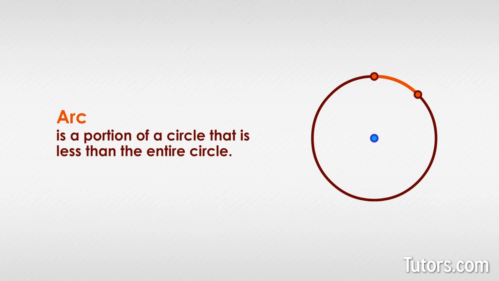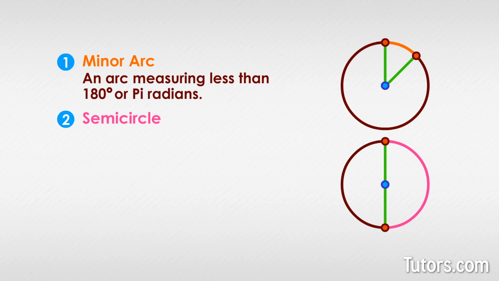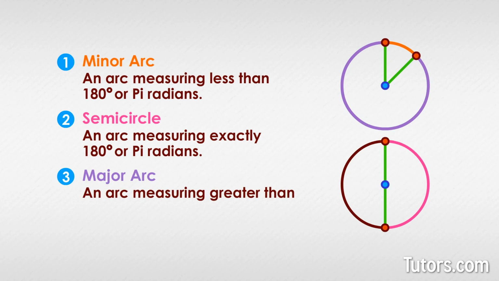Since that allows nearly all possible portions, mathematicians break down arcs like this. 1. Minor arc. An arc measuring less than 180 degrees, or pi radians. 2. Semicircle. An arc measuring exactly 180 degrees, or pi radians, which excludes designating either part of the circle as major or minor. 3. Major arc. An arc measuring greater than or equal to 180 degrees, or pi radians.